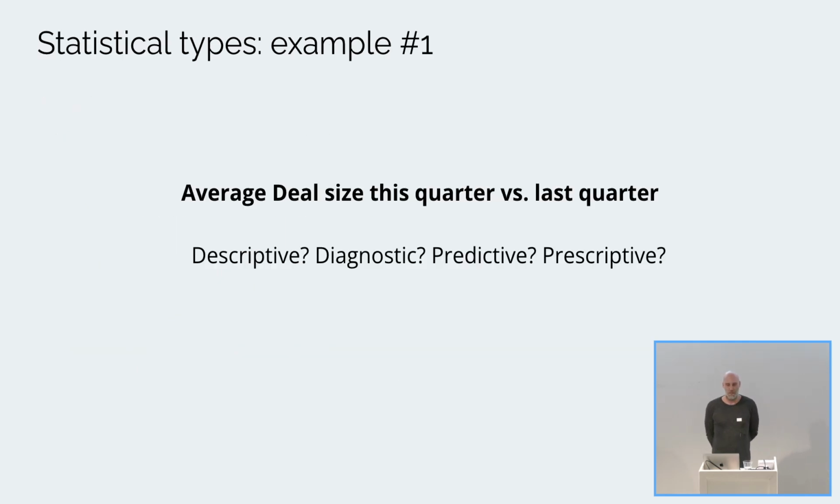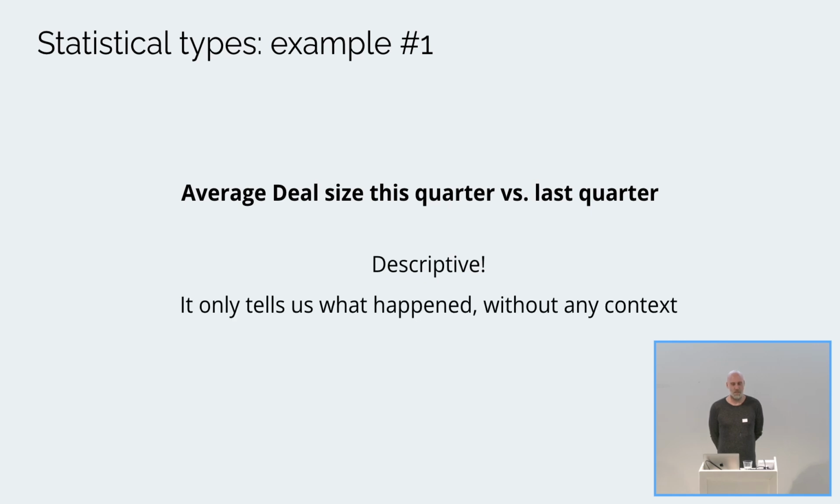To give you an example, average deal size, this quarter compared to last quarter. Are we talking about descriptive, diagnostic, predictive, or prescriptive? Anyone? Diagnostic? Why? You are diagnosing deal size and comparing? I would say it's descriptive, because it only tells us what is happening. We know that the deal size is less or more this quarter versus last year, but we don't have any context, so we don't know why it happened. So we need to add something to be able to know that.